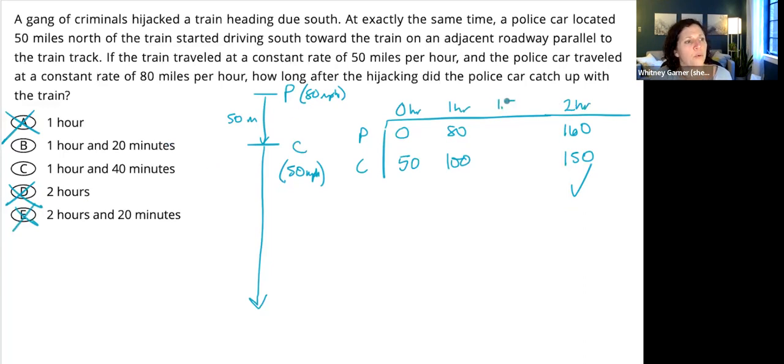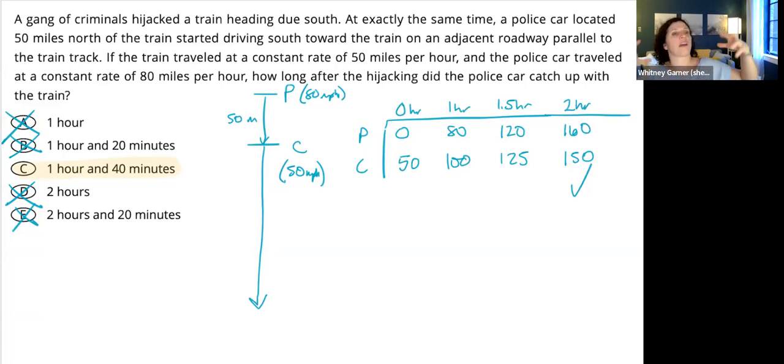I'm going to back up and do the 1.5 hour mark. So in half an hour, instead of 80 miles, the police are only doing 40. So from 80, it's going to be halfway the distance here. So they've gone 120 miles. Half of the distance here would be 125 miles, which means at an hour and a half, the police have not quite caught the criminals. And so my answer has to be a number that's bigger than an hour and a half. And so I'm going to pick C.